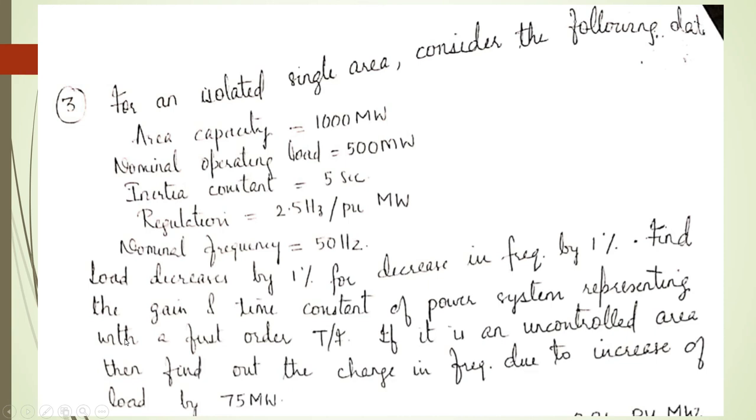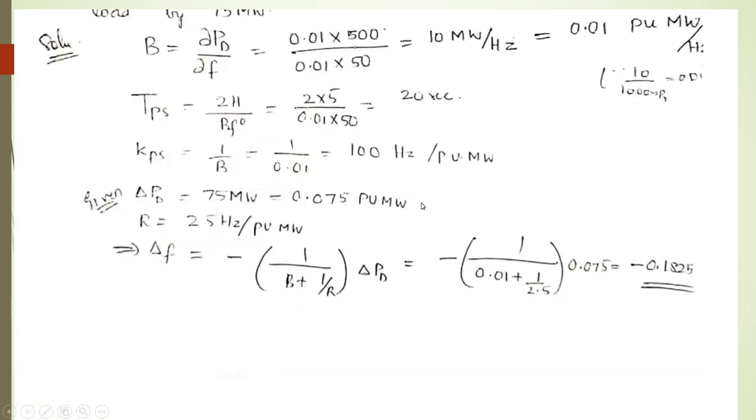For an isolated single area, consider the following data: area capacity is 1000 megawatt, nominal operating load is 500 megawatt, inertia constant H is 5 seconds, regulation is 2.5 hertz per unit megawatt, normal frequency 50 hertz. Load decreases by 1% for decrease in frequency by 1%. Find the gain and time constant of the power system representing it with a first order transfer function. If it is an uncontrolled area, then find the change in frequency due to increase of load by 75 megawatt. Let us see the solution of this problem.